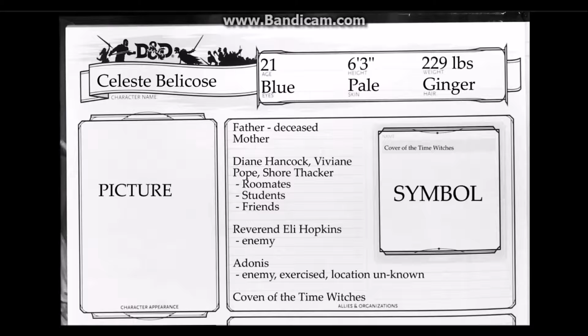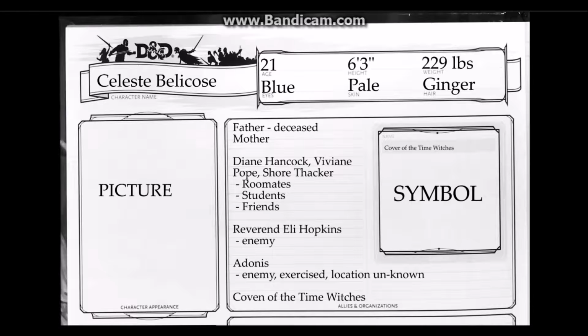Then you determine eye color, skin color, hair color. Pretty straightforward, whatever you like. Over on the left side of the page is where you either use a picture of the actor that you would see playing your character, or you can just draw one and put one in there, whatever you like. And then over to the right of the picture is where you talk about allies and organizations that are connected to the character. This is where you talk about family members, friends, enemies, groups that they're a part of, groups that they've been kicked out of, whatever you like.